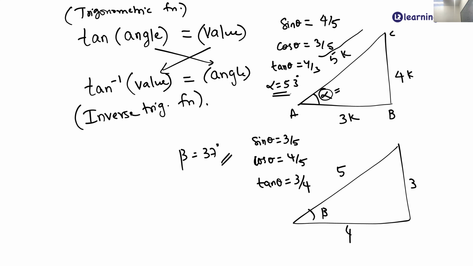If you substitute K is equal to 2, you get 6, 8, 10. But try another Pythagorean triplet. 5, 12, 13. They are not multiples of these. So for 5, 12, 13, it will be different. That is how trigonometry should work.